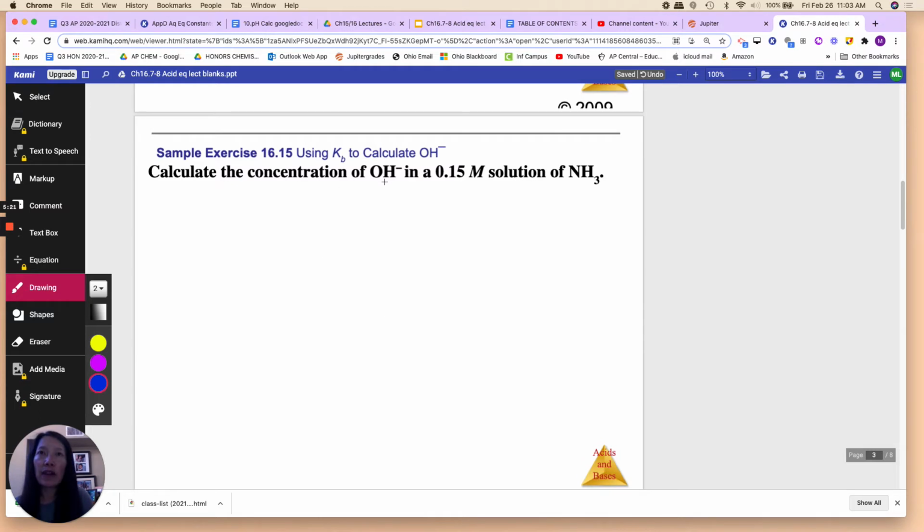Okay, so let's do this. Calculate the concentration of hydroxide in a 0.15 molar NH3. The first thing you do is write the equation, NH3 plus water.